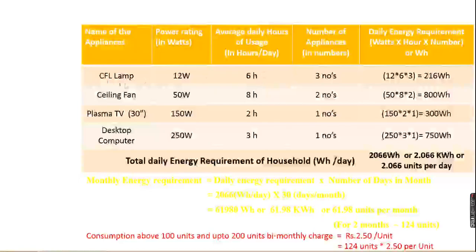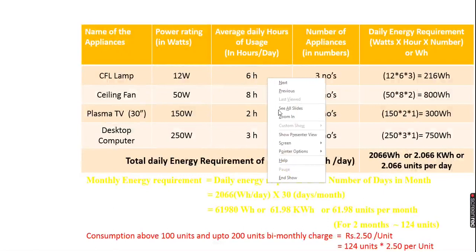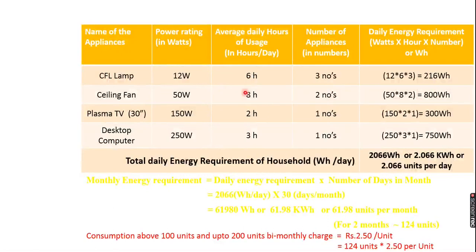Usage. For example, the CFL lamp, per day I am going to use it for 6 hours. And second one, ceiling fan, I am going to use it for 8 hours per day. How many hours we are using, that should be mentioned in this column: average daily hours of usage.